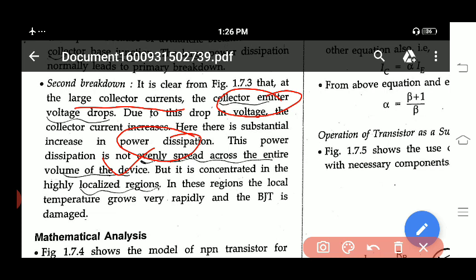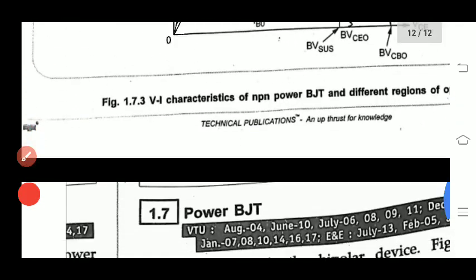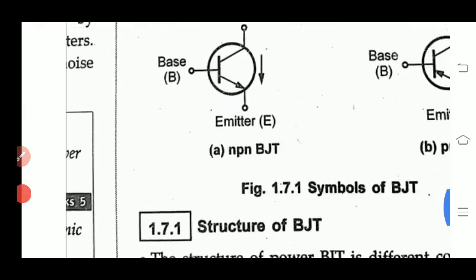So in some regions it will be localized. The local temperature in these regions grows very rapidly. Because of this increasing collector current IC, it may result in a breakdown. You can call this a secondary breakdown. We will see where this primary and secondary breakdown take place.